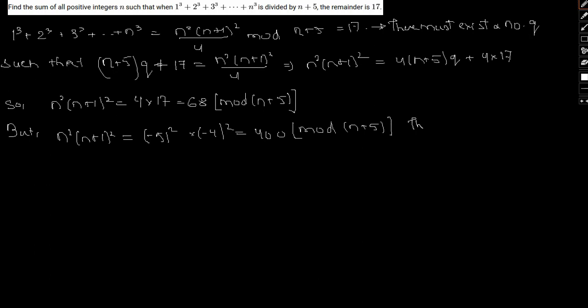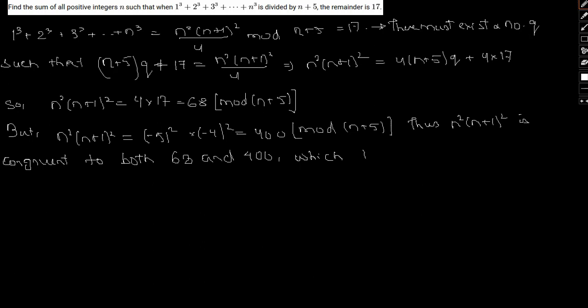Thus n square into (n plus 1) whole square is congruent to both 68 and 400, which implies n plus 5 divides 400 minus 68 equal to 332. This is again 2 square into 83.